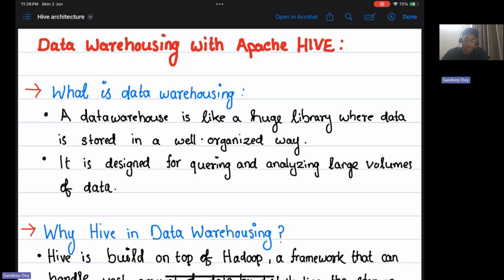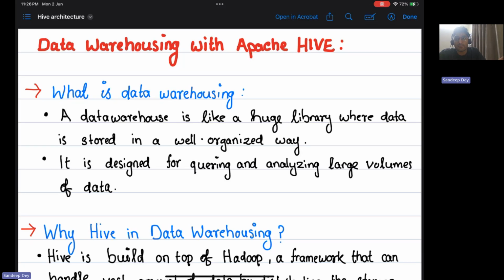So you can see the name itself: it is data warehousing using Apache Hive. First, you have to know what you mean by data warehousing. A warehouse is like a huge library where data is stored in a well organized way.